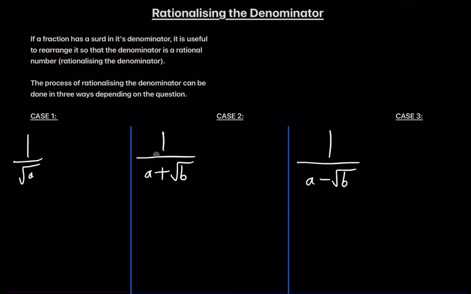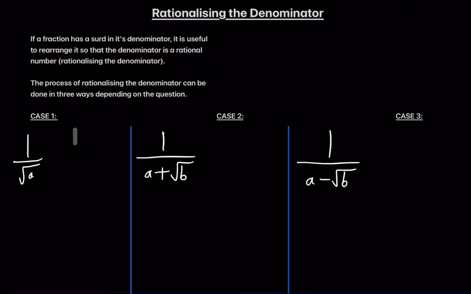The process of rationalizing the denominator can be done in 3 ways, depending obviously on the question. What I mean by that is the fraction you have, basically. What kind of surd is it? Is it just a surd that's in the denominator? Is it a surd plus another integer, or is it an integer minus a surd? These are all things we have to keep in mind when rationalizing different fractions with surds in their denominator. And the 3 cases are illustrated here: case 1, case 2, and 3. We'll look at them one by one.